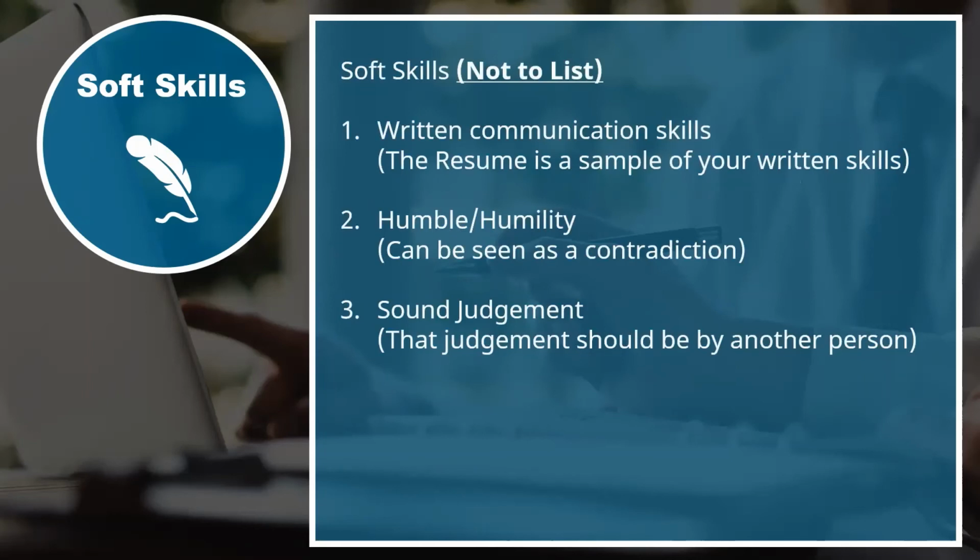Finally, I said there were some skills that are implied that you just do not want to list. And here is my top 3. There are a few others, but these are the ones that I point out the most. Written communication skills. Another is the word humble. Some people perceive this as a contradiction on a resume where you are talking about your skills and what you can do for the company, but then you jump back and say that you're humble. And finally, sound judgment. A person should never write this on the resume because a person should never be assessing themselves if they have sound judgment, and that's something for the recruiter or the hiring manager to determine.